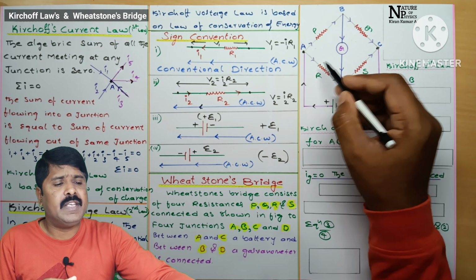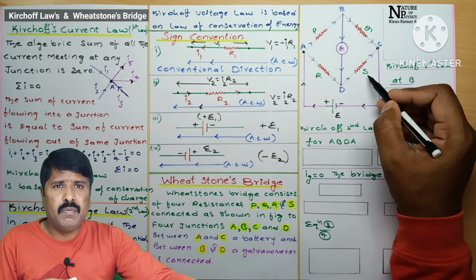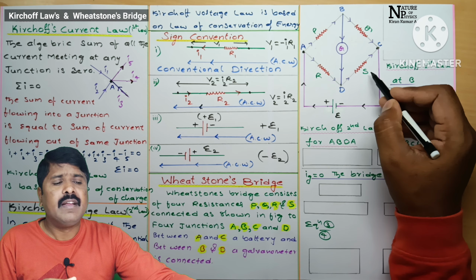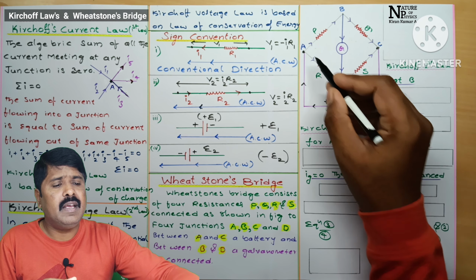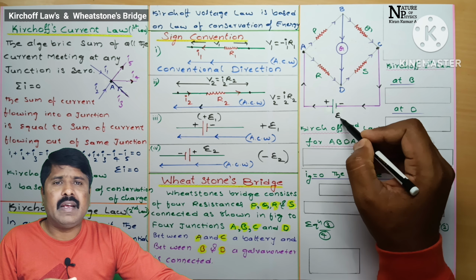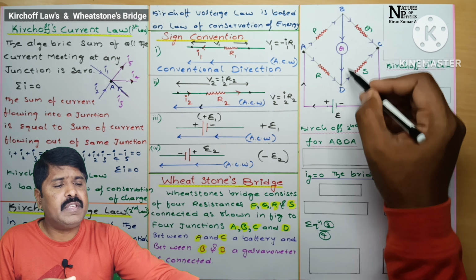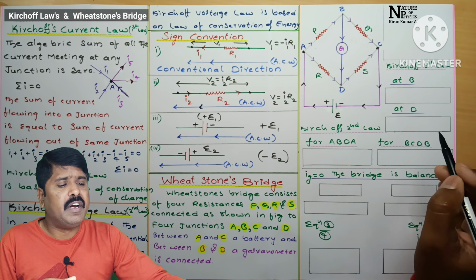Okay, student, see, clearly represented here P, Q, R, S, total 4 resistors considered in the diagram. It forms the 4 junctions, student, A, B, C, D. Across the AC junction, a battery of EMF E is connected, okay, and across BD, a galvanometer is connected, student. Now I am going to explain the derivation.